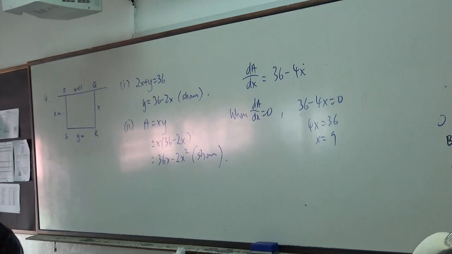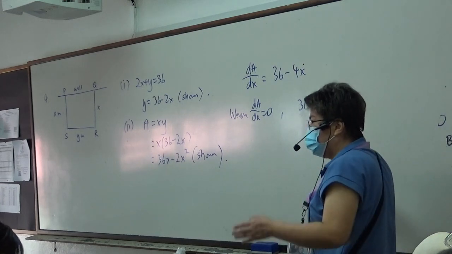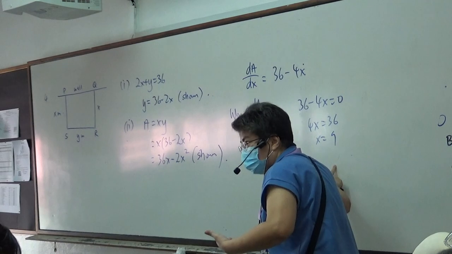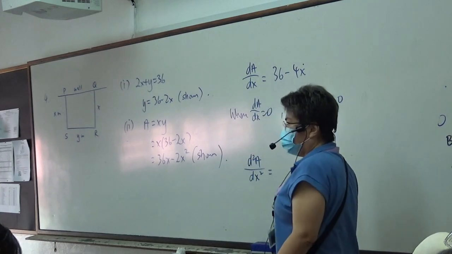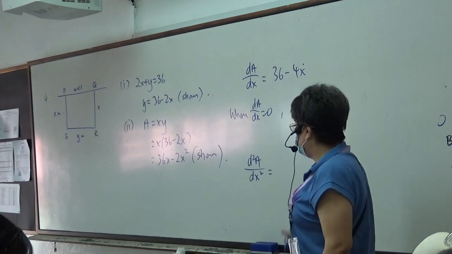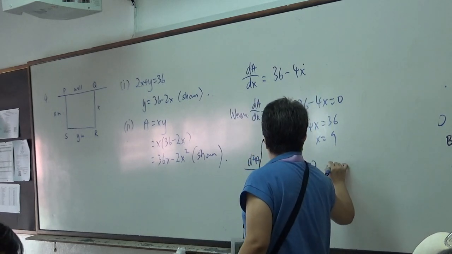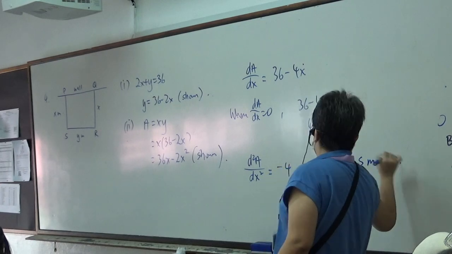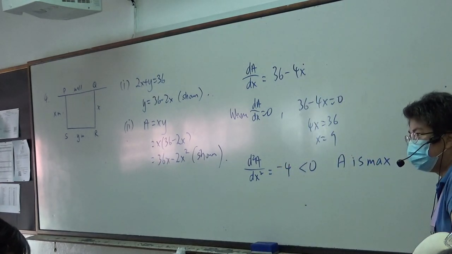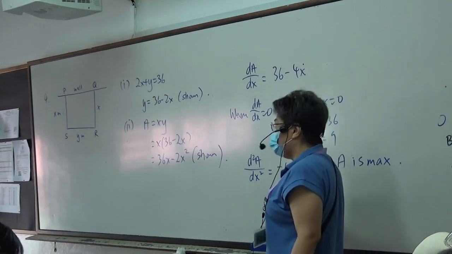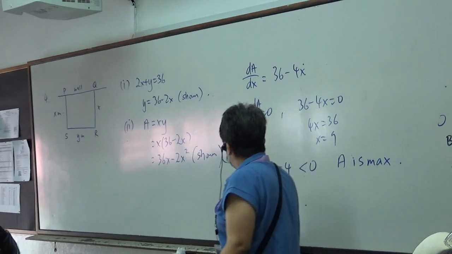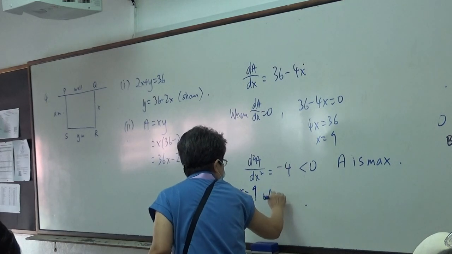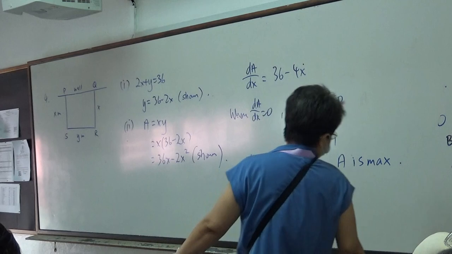Correct? Okay, the question says, find the value of x for which A is maximum. I already found x. Now is to prove that A is maximum. Correct? So, d2A/dx squared will be what? Negative 4. So this is less than 0. So, A is maximum, right? Actually, this is a very straightforward one. Regardless of your value, it's still maximum, because it's negative 4, mind you, it's not dependent on x. Can you see? So, x is 9 when A is max.